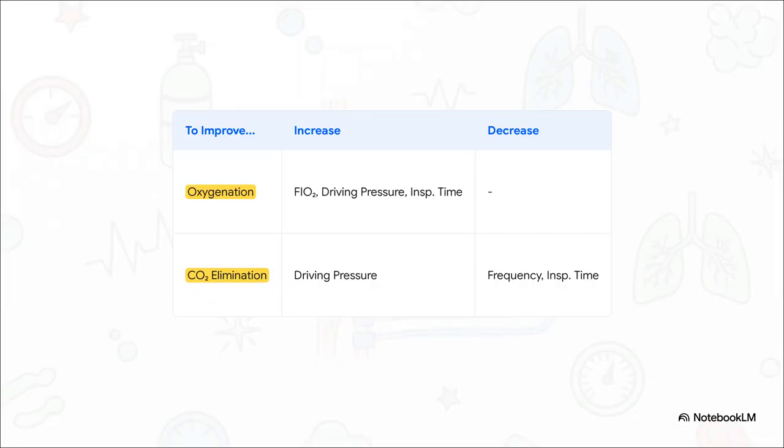Okay, this table is pure gold for your exams. It maps out how to adjust your settings. But look closely. It's a balancing act. For example, to get rid of more CO2, you might crank up the driving pressure. That also helps with oxygenation, which is great. But if you increase the inspiratory time to help oxygenation, you might actually make your CO2 retention worse because you're leaving less time for exhalation. The lesson here is that every change you make can have downstream effects, so you have to constantly monitor and adjust.